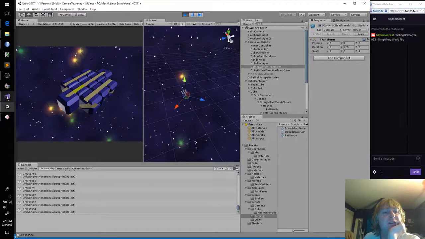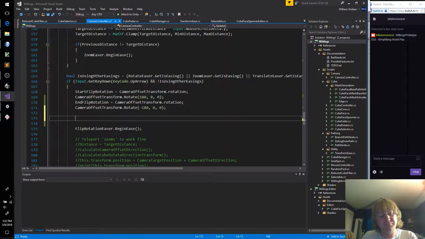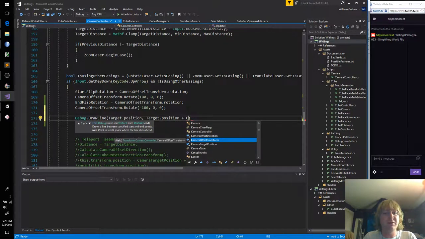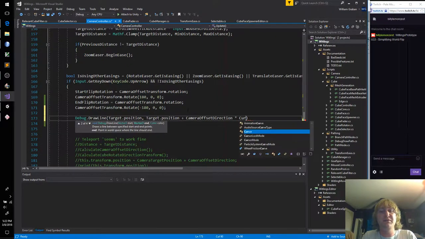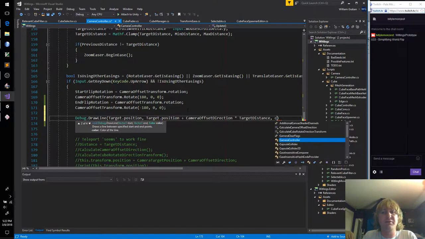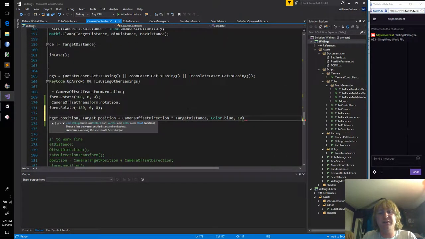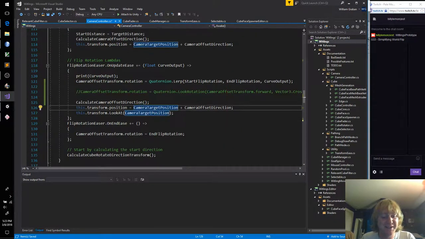Let's try drawing a line for the camera offset transform. Draw a line. And we want to draw it from target.position to target.position plus camera offset direction times distance. Whoa. Current distance. Target distance. Color dot blue, 10 seconds. And I definitely don't want to do that here. I want to do it in the ease after we calculate.